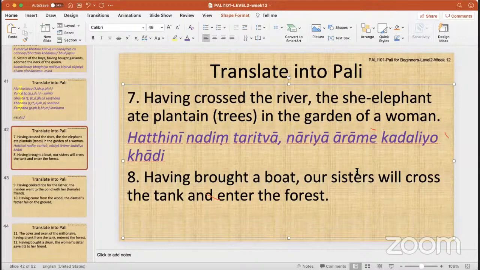Okay, next one. Having brought a boat, our sisters will cross the tank.